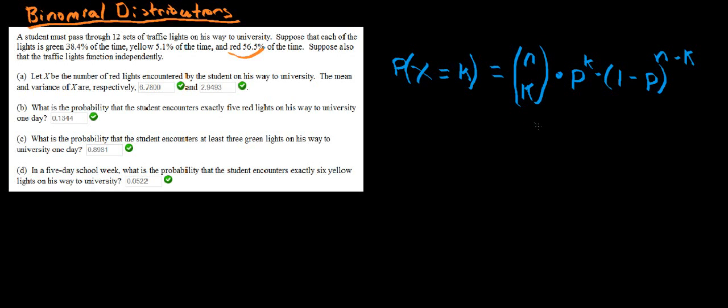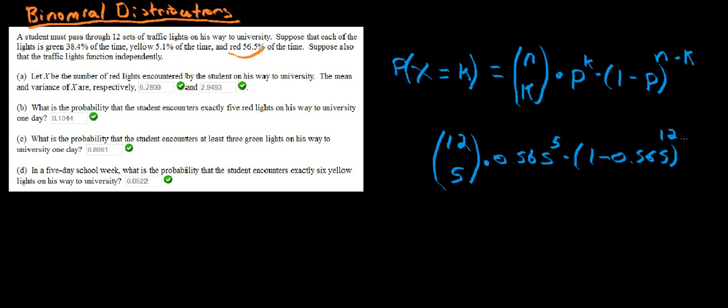So all that's left to do, because we have all the data, is to fill in the values. So first off, n is going to be 12, because notice it states it's occurring in one day, and a student only has to travel through 12 sets of traffic lights on one day of going to the university. If he had to go 2 days and you wanted to detect some sort of probability, you would have to use 24 as your sample size. But since we're only doing one day, it's only 12. So it's going to be 12 choose a k value of exactly 5, multiplied by the proportion of the red light, 0.565, to the power of 5, multiplied by 1 minus our proportion, 0.565, to the power of 12 minus 5.